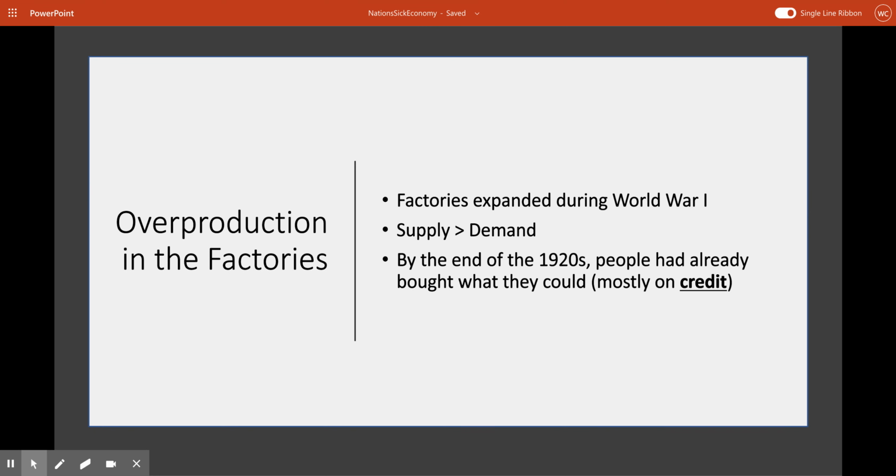There's a lot more supply than there was demand, and that leads to prices falling. And with prices falling, businesses have a hard time staying afloat. So basically, by the end of the 1920s, people had pretty much bought up everything they wanted to buy, and most of that was on credit.